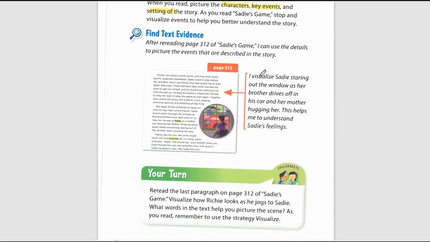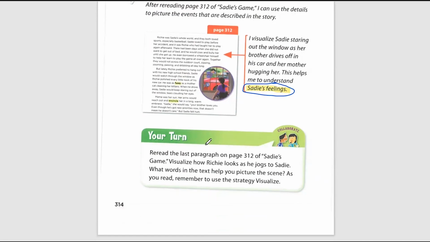So we have an example here where it says, I visualize Sadie staring out of the window as her brother drives off in his car and her mother hugging her. This helps me understand Sadie's feelings. So in this example, you visualize what Sadie does and also compare it to how you would feel, so you can make a connection with the character. So you understand what she's feeling because maybe you have experienced something similar, okay?